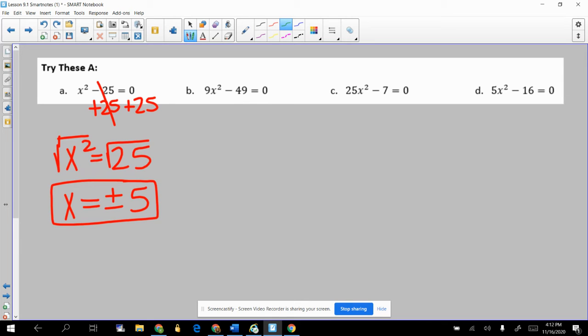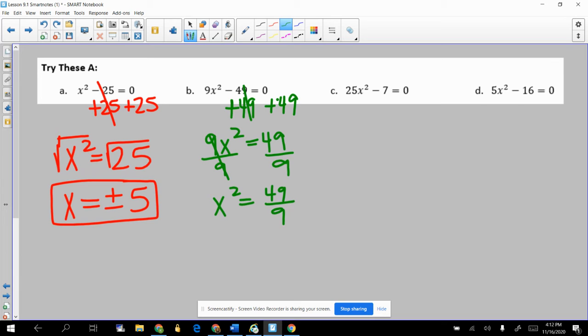So in part B, I would first add over the 49. And I'm left with 9x squared equals 49. Then x squared is not by itself yet, so I would divide by 9. And now I'm not going to go ahead and cancel anything out or simplify this just yet, because I can see that x squared equals 49 over 9. I can see that 49 and 9 are both perfect squares. So when I go to square root, this is going to work out pretty nice.